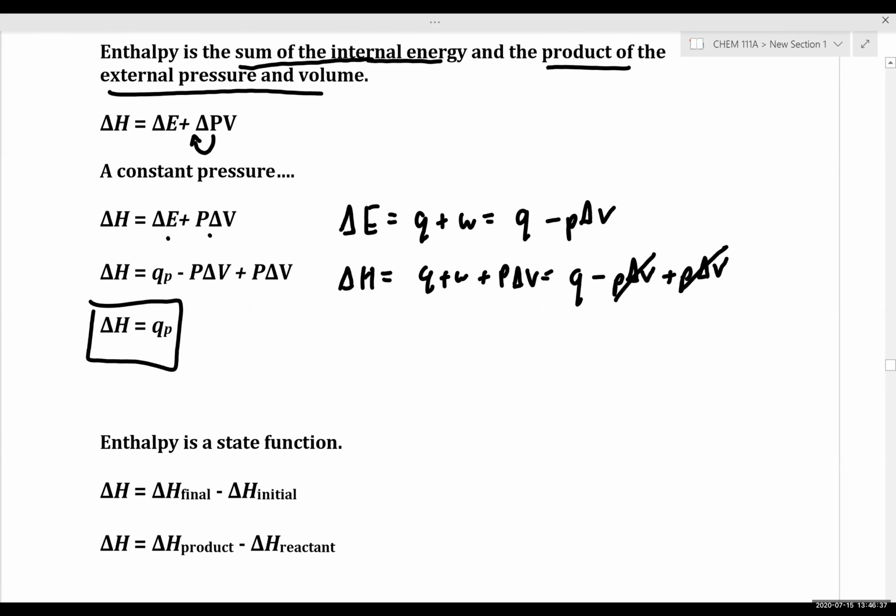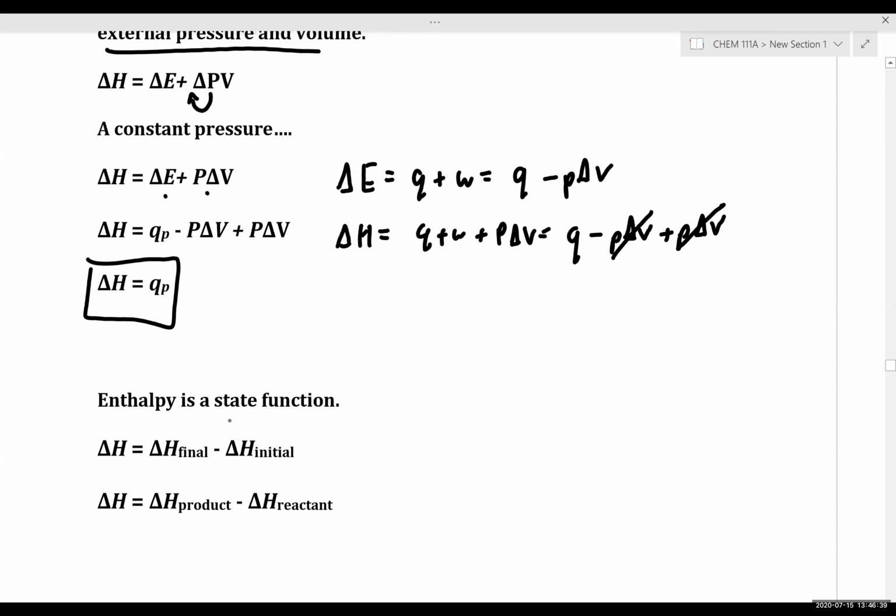Enthalpy, also critically enough, is what's known as a state function. It only depends on the final and initial state of our system. So we can do a lot of tricks associated with state functions. The fact that enthalpy is a state function makes calculations involving enthalpy quite convenient. Any questions so far on this idea?